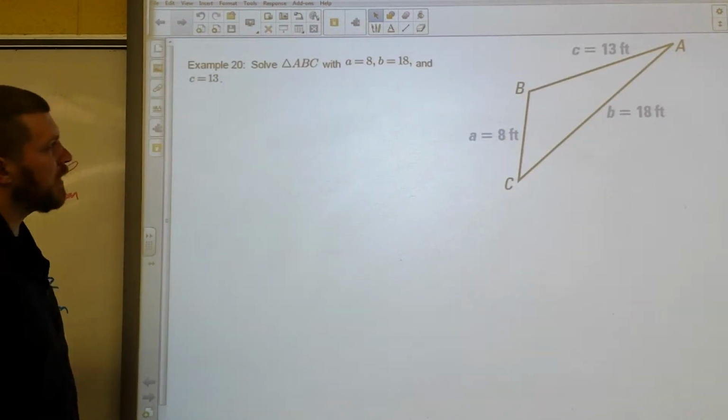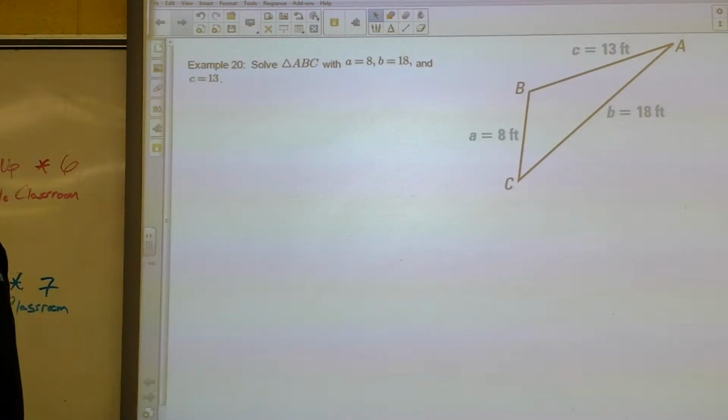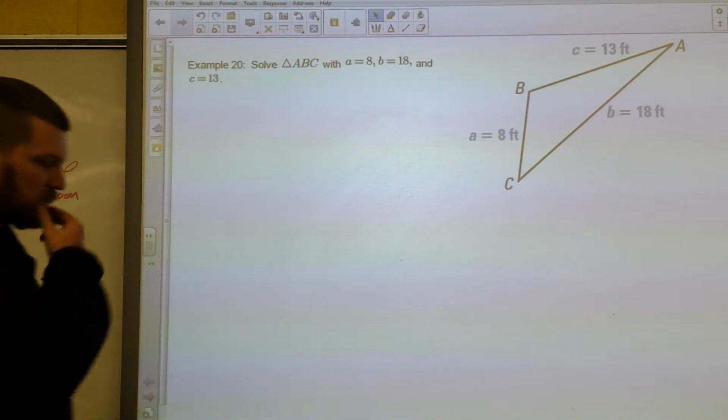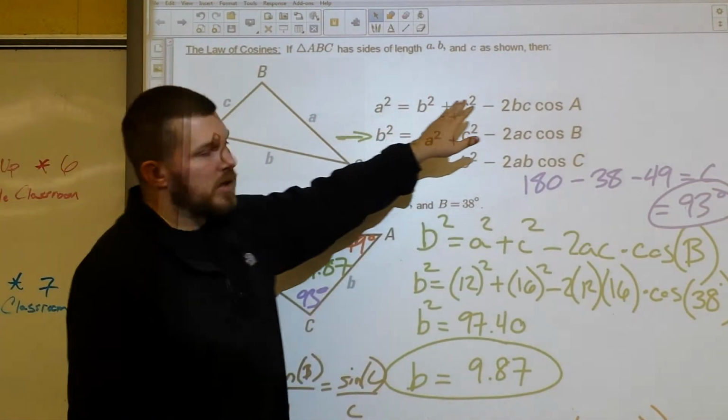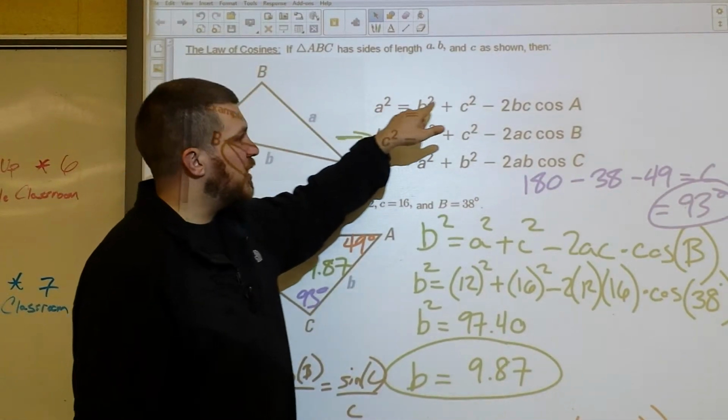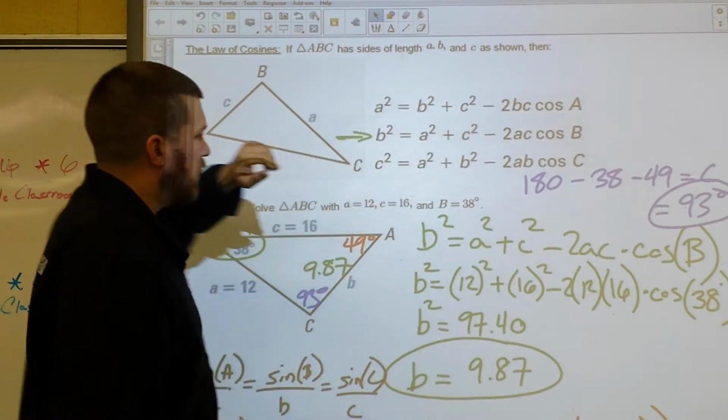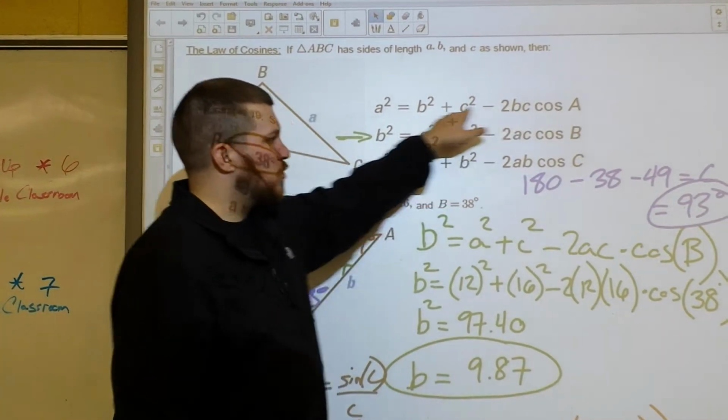Let's do another example. We want to solve triangle ABC. We're told the side length of A, side length of B, and the side length of C. So law of cosines. We're not given any angle at all, so I can pick whichever way I want to write the law of cosines. I'm just going to start off by finding angle A, using the first way to write it.